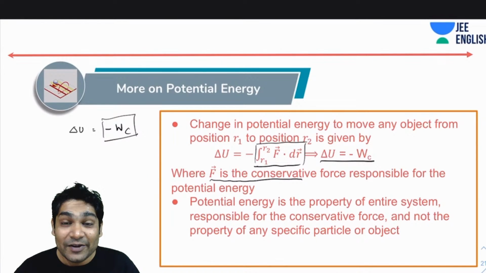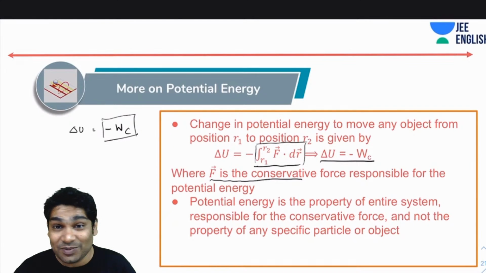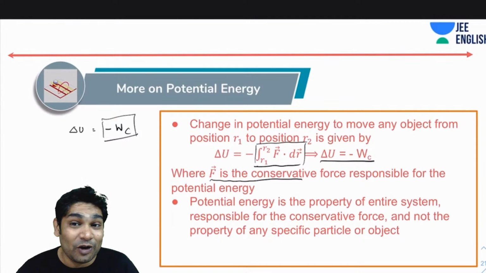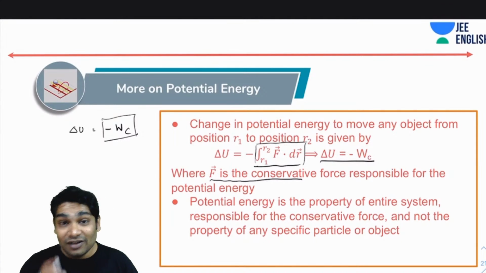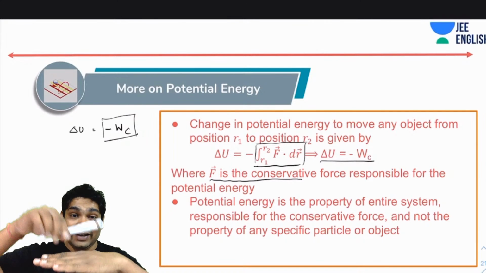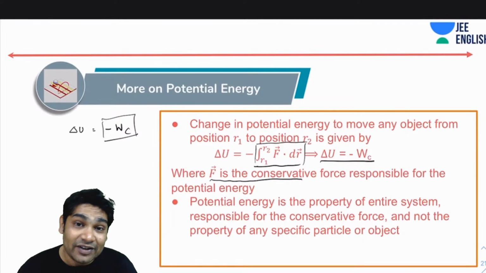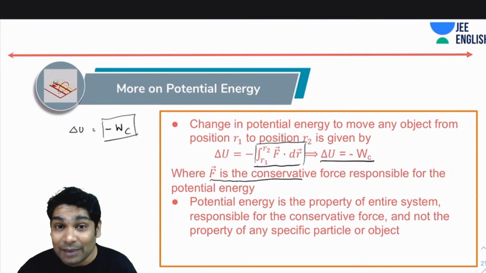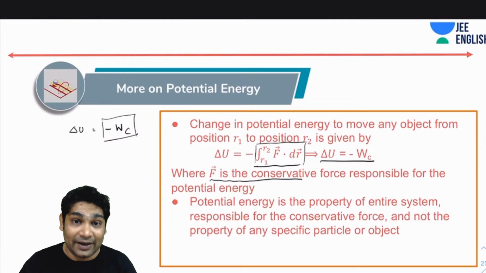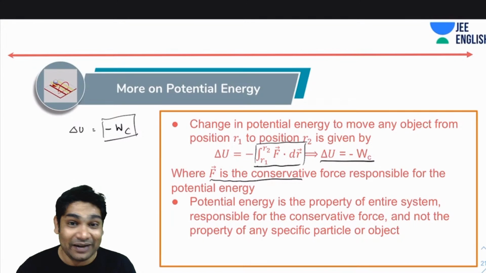Thank you for asking. Now, remember, the potential energy is a property of an entire system responsible for the conservative force and not a property of any specific particle or object. What do I mean by that? When you're saying that this pen is lifted upwards, what is the conservative force? The conservative force is the force of gravity. Where is the force of gravity coming from? It is coming from the interaction between this pen and earth, right? So the potential energy is not solely the property of the pen itself. It is a property of both. It is actually available to both the earth and the pen.